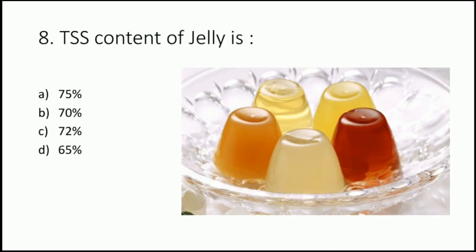Next question. TSS content of jelly is. So jelly is a semi-solid food product. It is prepared by boiling clear strained fruit extract, the fruit juice, free from any pulp, seed, and other impurities, and we add certain pectin, sugar and acid in a fixed amount, and that's how a jelly is prepared. So the TSS content is very important to monitor, because if it exceeds or decreases, there will be a problem in the texture of the jelly. So the TSS of a jelly is option D, 65%.